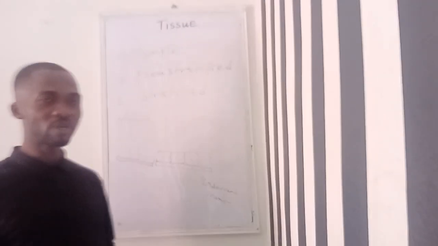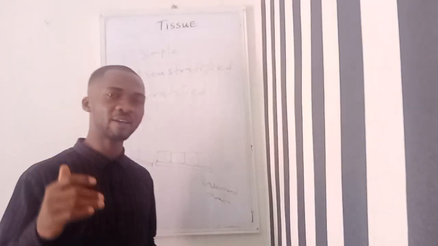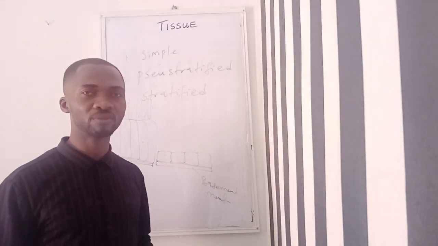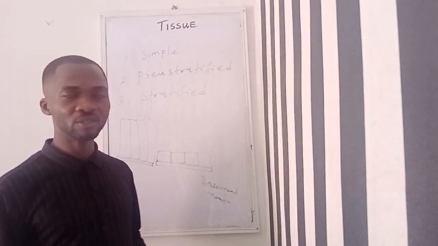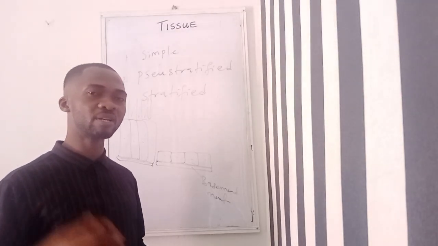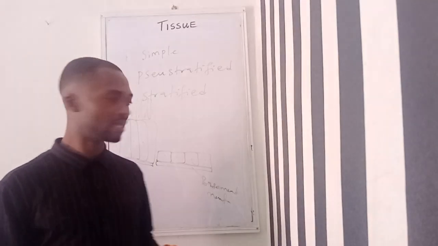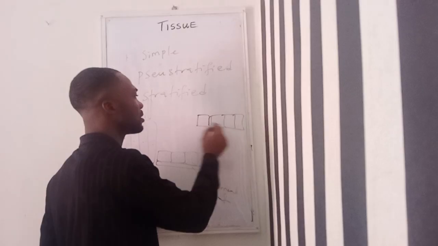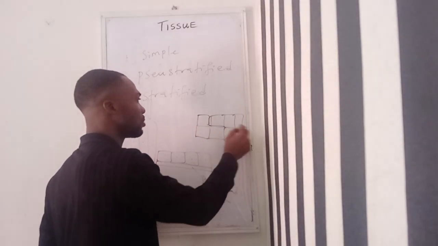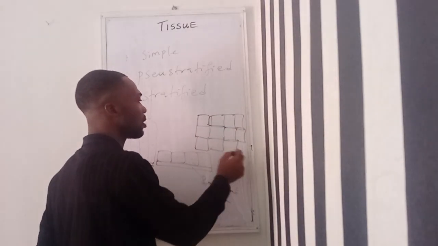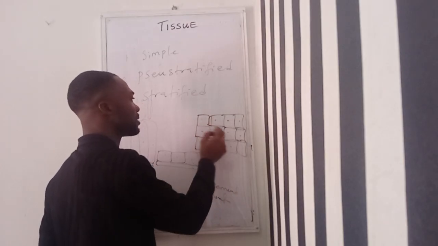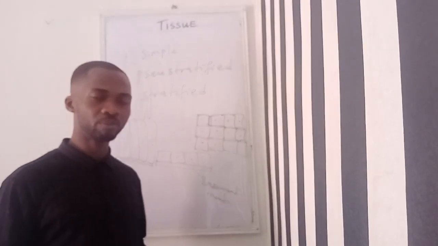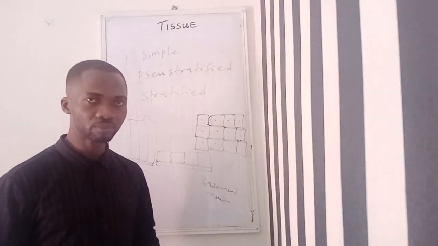Then the third one is the stratified epithelia. This kind of epithelia is usually tough and impervious, very tough in terms of structure. It's strong. You see this kind of epithelium, and of course, it's multi-layered. It has multi-layered cells, and even though all the cells also rest on a similar basement membrane, it has multi-layered cells.